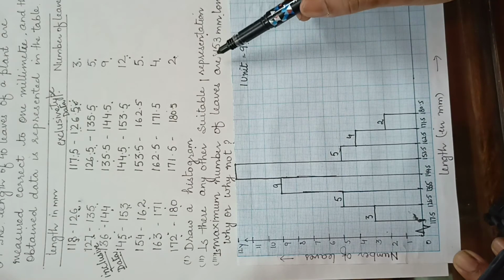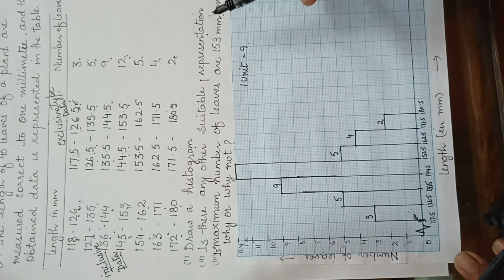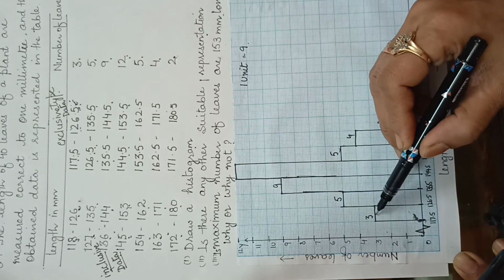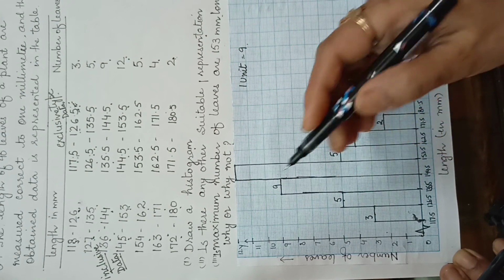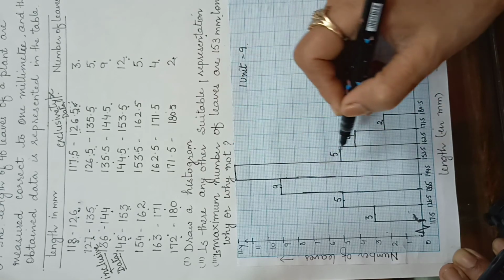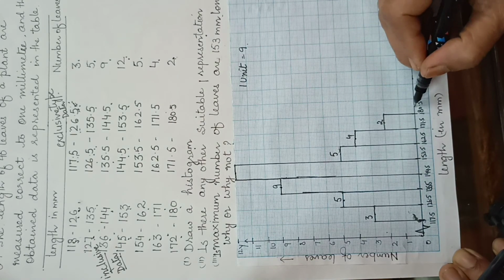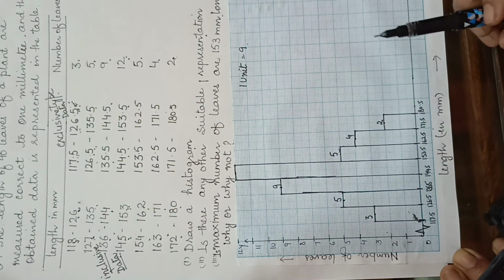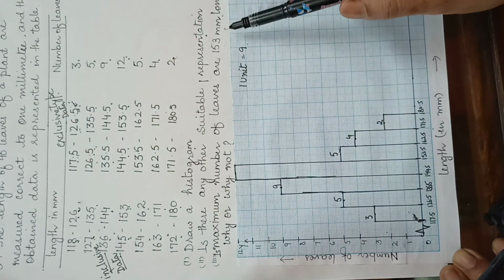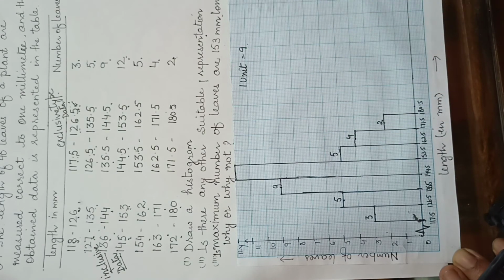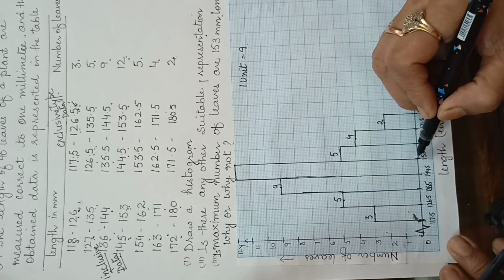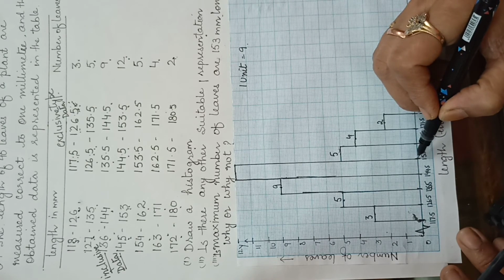Is there any other suitable representation? Children, we have the frequency polygon as the other suitable graphical representation, but that is not in our syllabus. But if you join the midpoints of these bars, you will get the frequency polygon. Then third part answer is maximum number of leaves are 153 millimeter long.